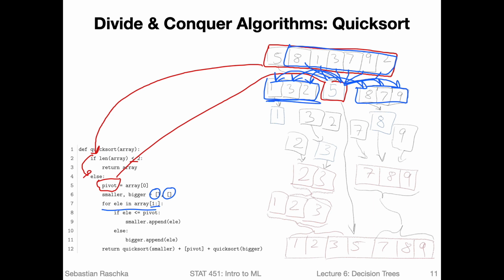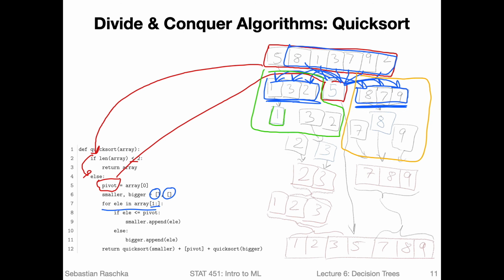Now on the left-hand side, we have all the elements that are smaller than the pivot, and on the right-hand side, we have all the elements that are bigger than the pivot. Then on this part here, we are again calling quicksort, and on the right-hand side, we are also calling quicksort again. So let's start with the left-hand side.